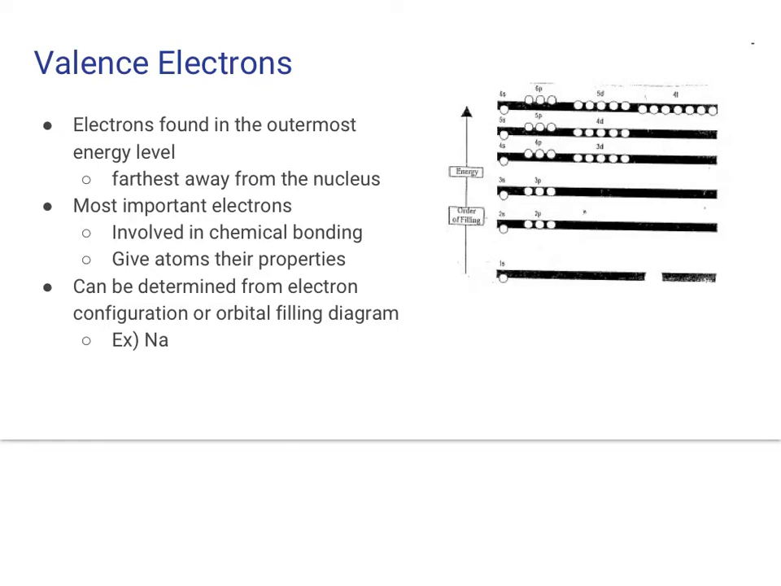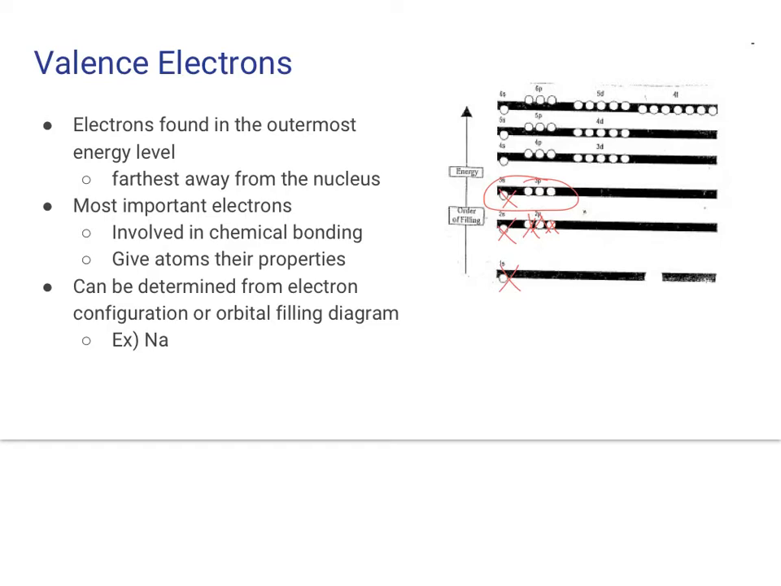So, if we talk about valence electrons, remember, they are the electrons that are found in the outermost energy level. Okay, and they are the electrons that are the farthest away from the nucleus. So if I were to look at my energy level diagram, and let's say I filled it in like so, these two electrons here would be considered the valence electrons because they are the electrons that are the farthest from the nucleus.